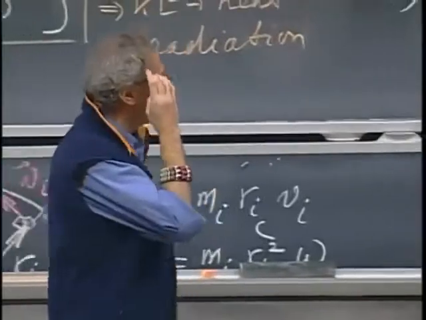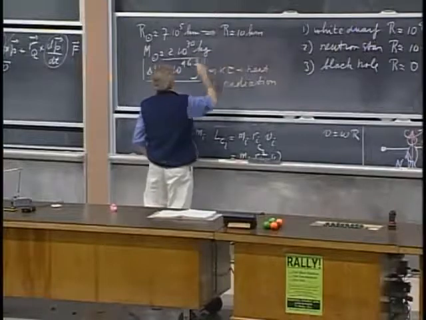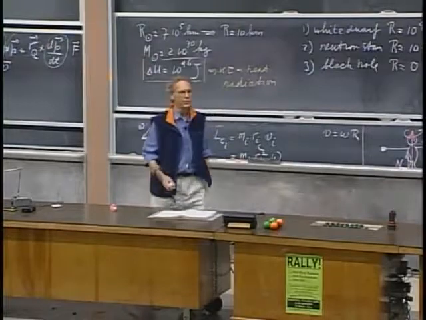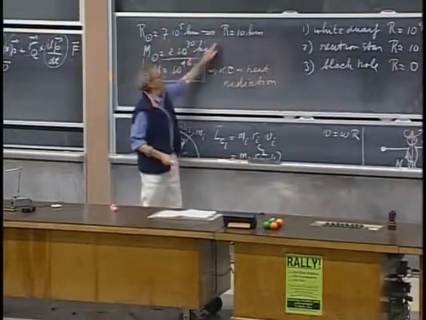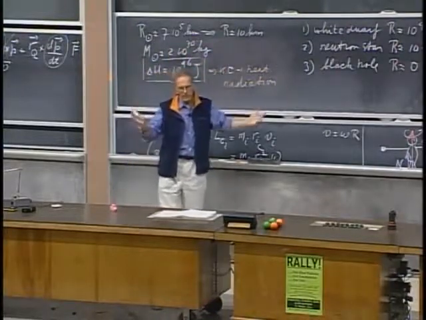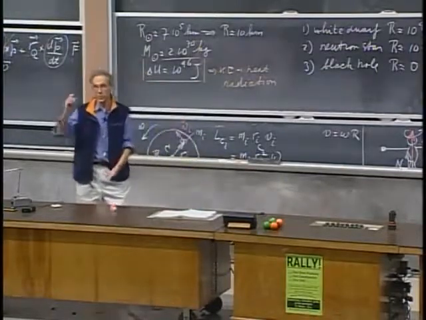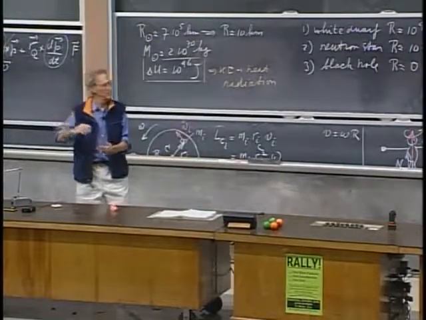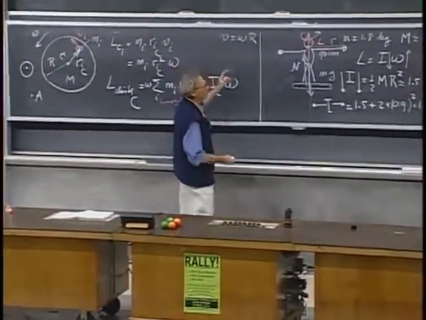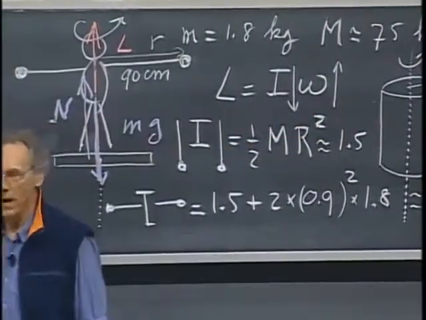I now want to pursue the spin-up of this star when it collapses from 700,000 kilometers to 10 kilometers. If we round the numbers off a little bit, then the reduction in radius is about 100,000. It's really only 70,000, but let's just make that 100,000, 10 to the fifth. That means r squared goes down by a factor 10 billion. And if r squared goes down by a factor 10 billion, then the moment of inertia goes down by a factor of 10 billion. And so omega must go up by a factor of 10 billion.